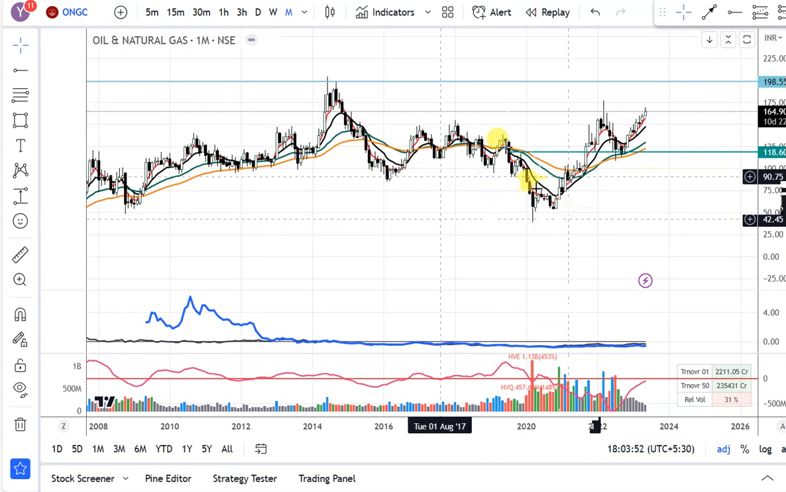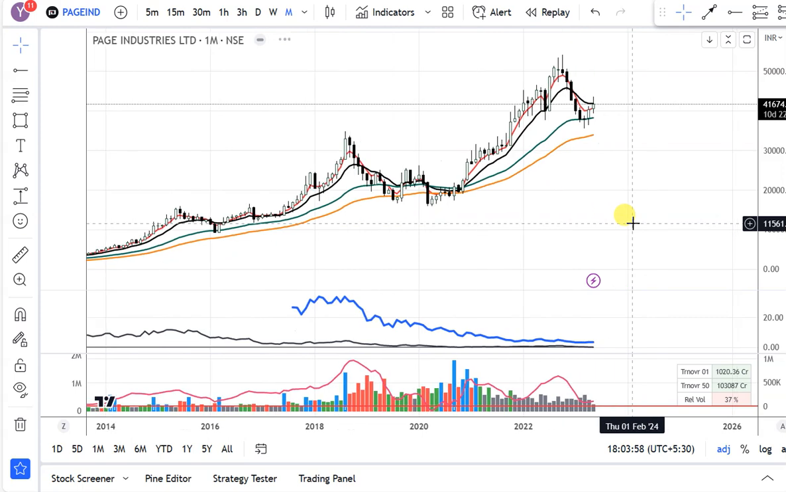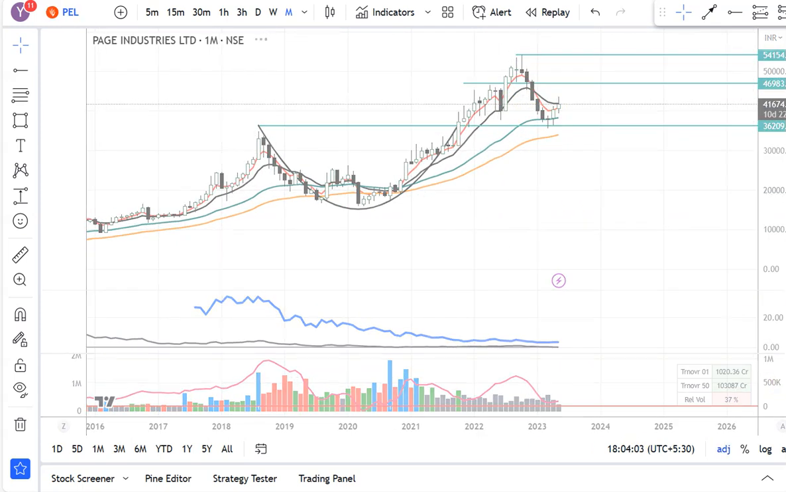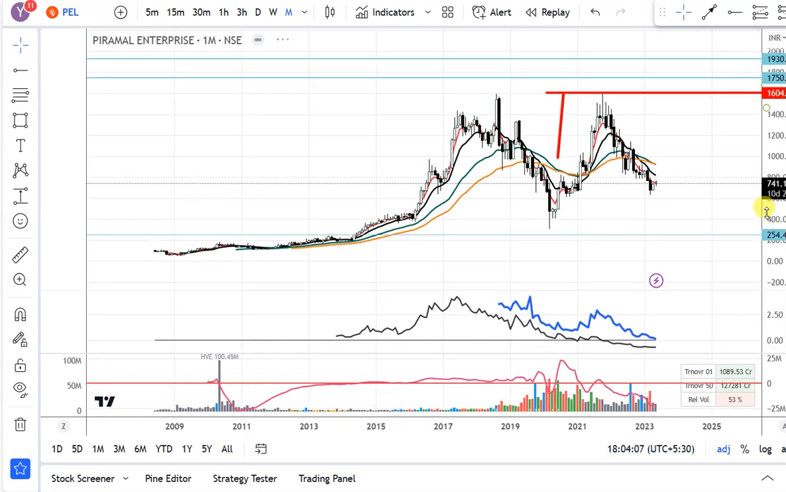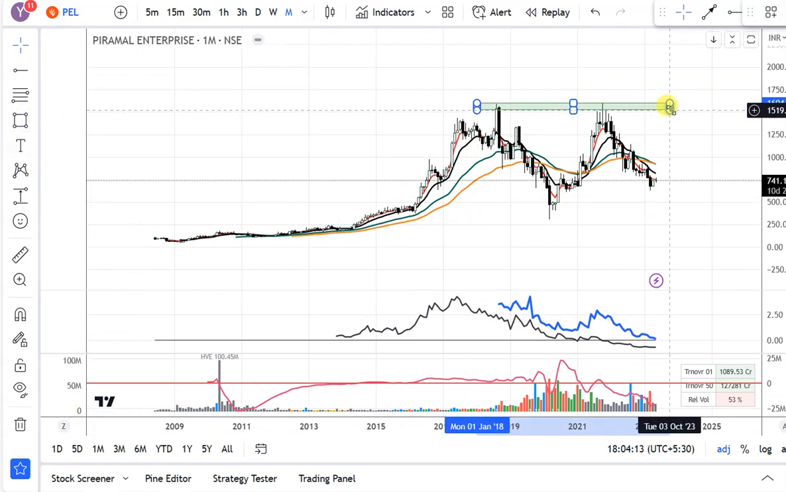Piramal Enterprises, pure pressure in the selling, even getting finance from the richest man, but still no returns. So let's wait and watch what this stock is going to do, but I don't see any investment opportunity in the stock.